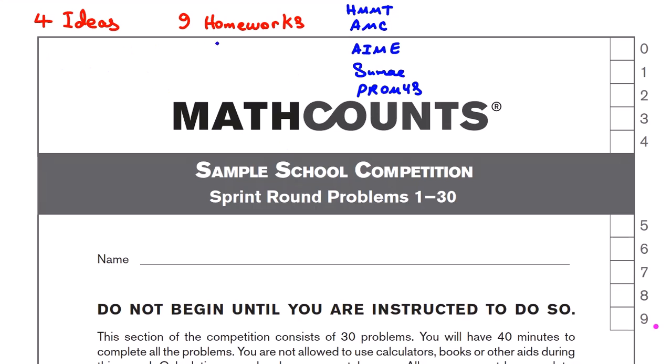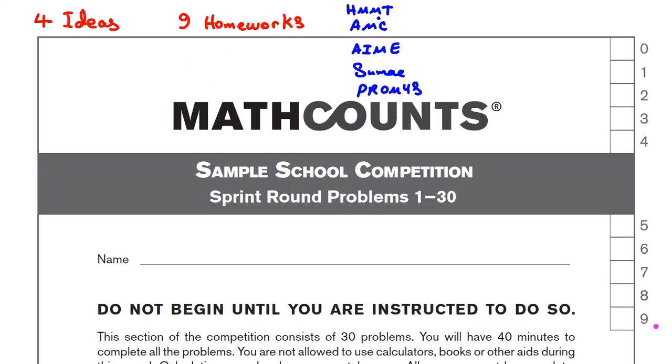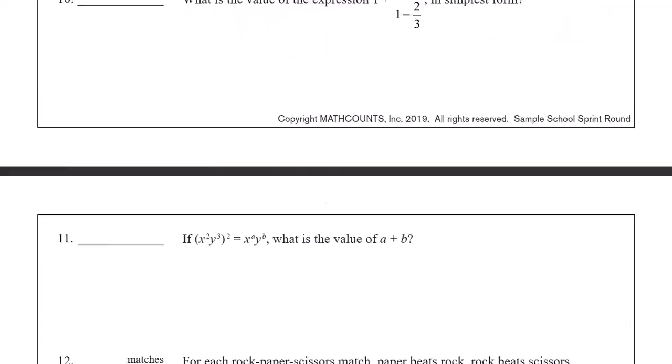In this video, we'll consider 4 ideas, and I leave 9 homeworks for problems of MATHCOUNTS and school competition: sprint round, target round, and the last part is team round. I also leave homework from HMMT (Harvard-MIT Math Tournament), American Mathematics Competitions, AMC, SUMAC (Stanford University Mathematics Camp), and there are around 40-50 important background ideas in each topic: combinatorics, algebra, number theory, geometry.